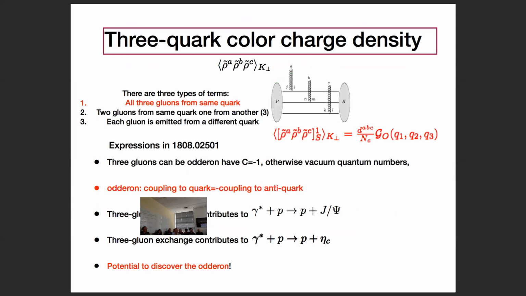Okay, so we can do the same thing for the 3-quark color charge density. And then there are 3 types of terms: all 3 gluons from the same quark, 2 gluons from the same quark and 1 from another, and each gluon emitted from a different quark. One of the terms is interesting. If all three gluons are in the same quark, we put a superscript 1.